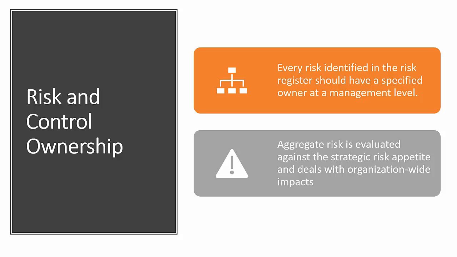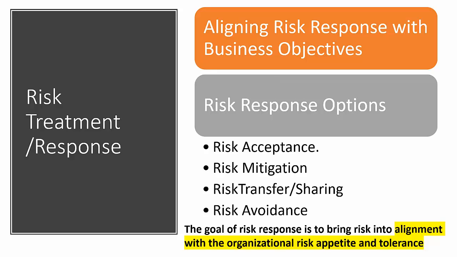This domain, domain 3, is all about how you respond to the risks that you have identified during qualitative and quantitative analysis. So this domain deals only with the risk results. Once the risk is identified, you need to respond to it. We have 4 options here: risk acceptance, mitigation, transfer or sharing, and avoidance. But before discussing the risk response options, we need to first understand how we handle the risk.